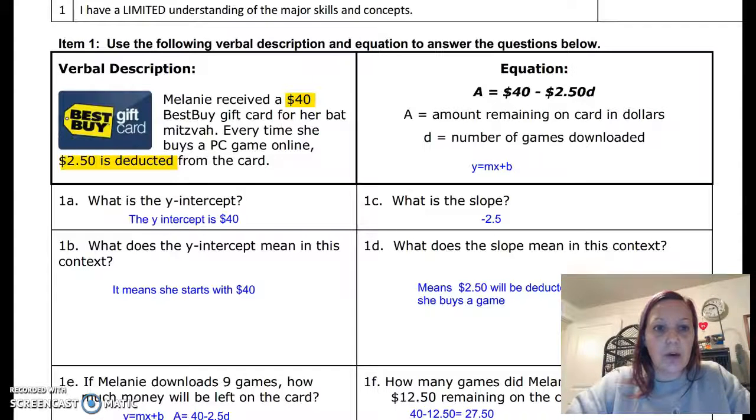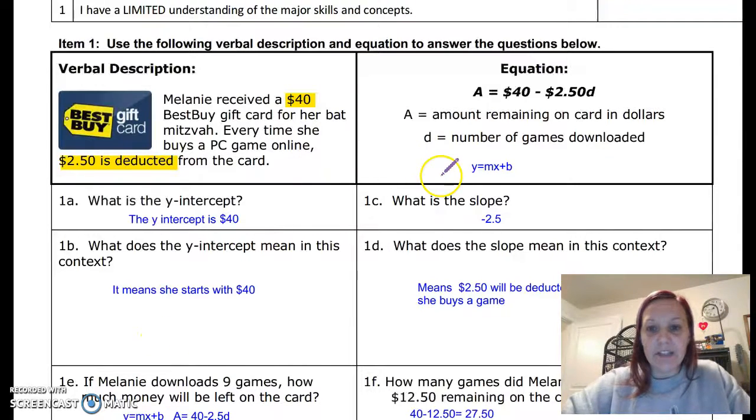Here to help you go through your review, make sure you got the right answers, and if you didn't, figure out where you went wrong. Let's start with that first item, the Best Buy card that Melanie received for her bat mitzvah. She got a $40 card. Every time she bought a PC game online, $2.50 was deducted from the card.